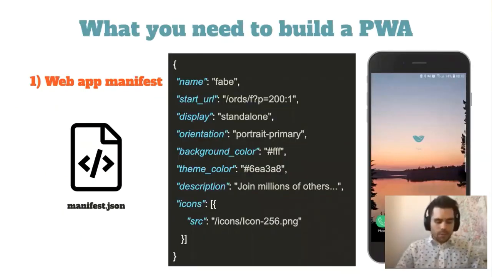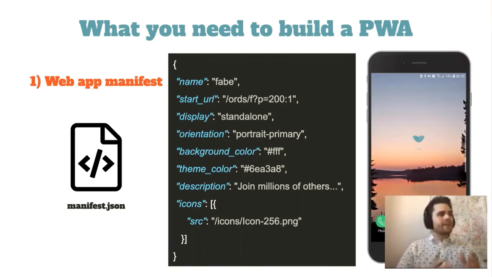All right, so what do you need to build a progressive web app? First of all, you need something called a web app manifest. A web app manifest is a very simple JSON file that tells the browser some basic information about your web application, specifically how it should look when it's installed on your mobile device, you know, the icon, the name.